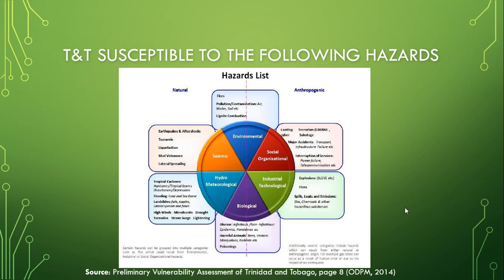Additionally, because of the type of industry concentrations we have, we are also susceptible or vulnerable to certain types of man-made hazards. So according to this chart, we have our hazards grouped by natural hazards and man-made hazards, anthropogenic. That's what it means.